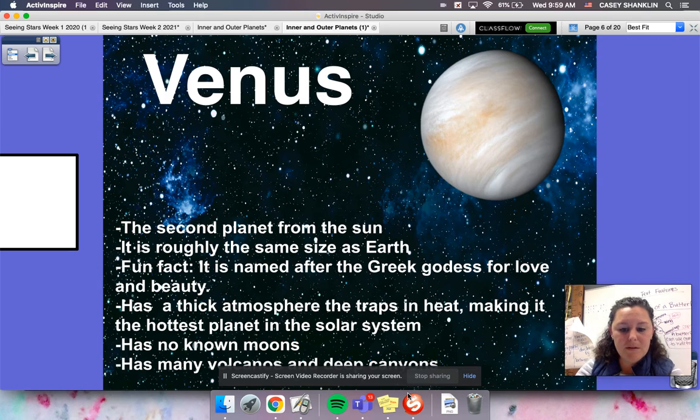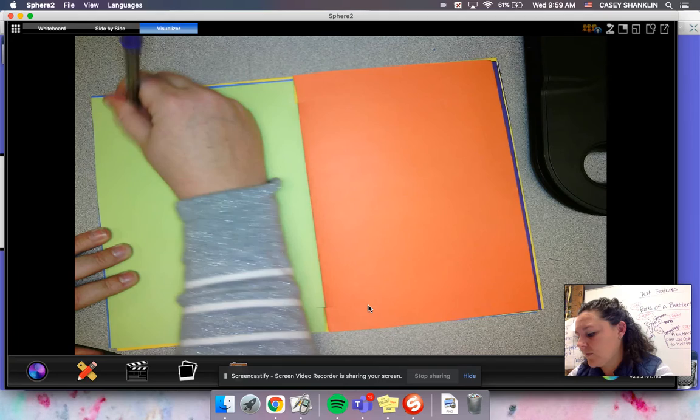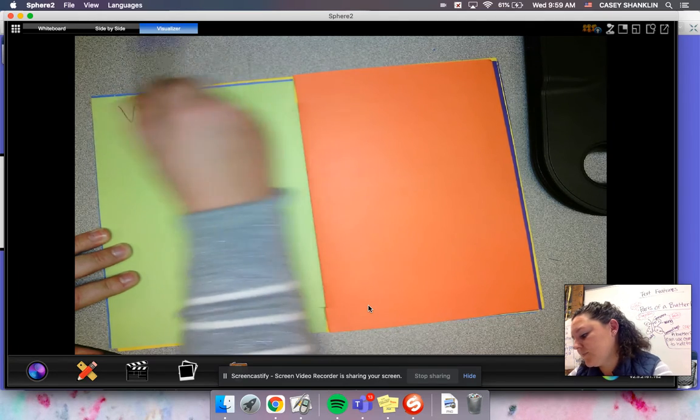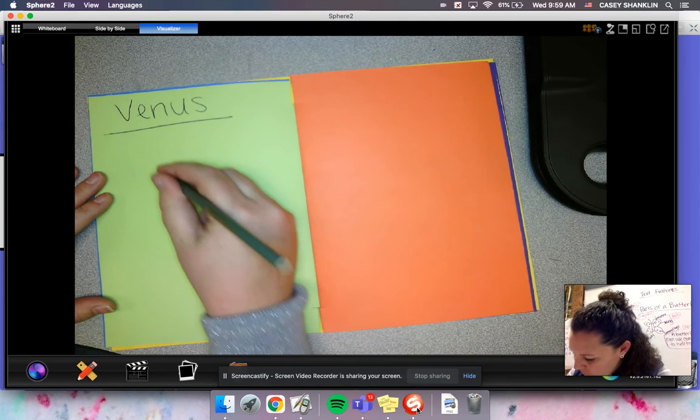So I'm going to go back to my book, turn the page, and this page is going to be about Venus. And if we go back and look at our picture, it's kind of like tan and white. So I'm going to draw my Venus picture on here.